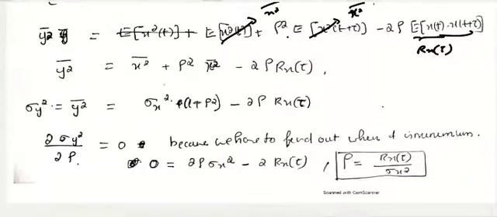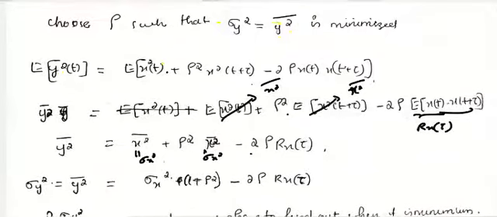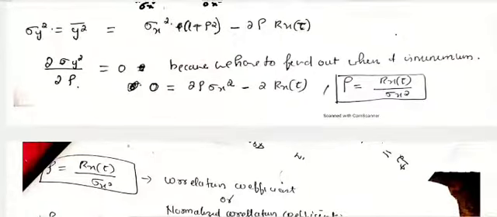So, we have written that, and now y square bar equals x square bar plus rho square x square bar minus 2 into rho Rx of tau. We know that it is a zero mean process, so x square bar is equal to sigma x square. Taking sigma x square outside, we get 1 plus rho square minus 2 rho into Rx of tau. It is given here that we should choose rho in such a way that this is minimized.